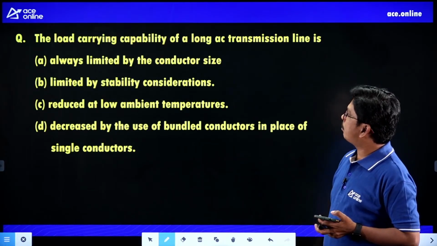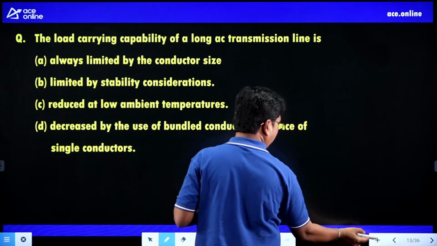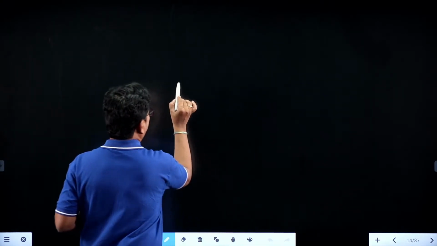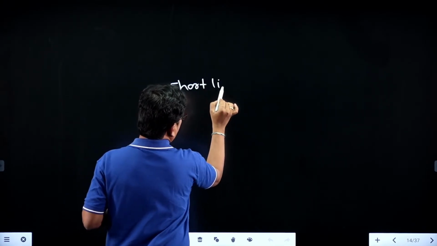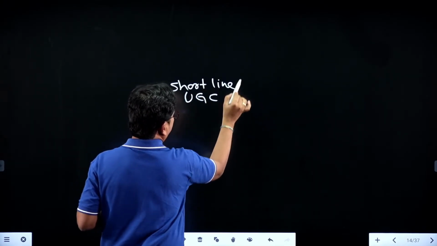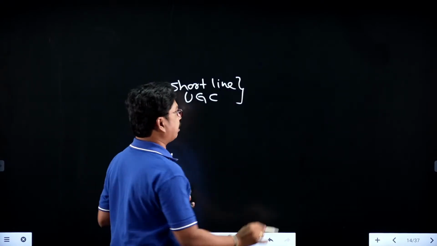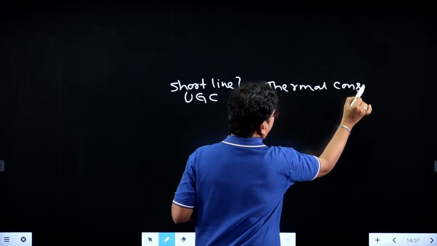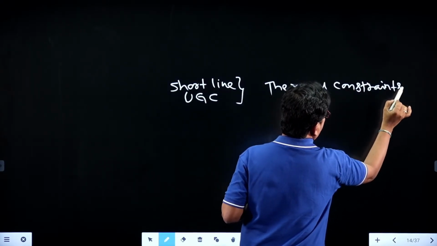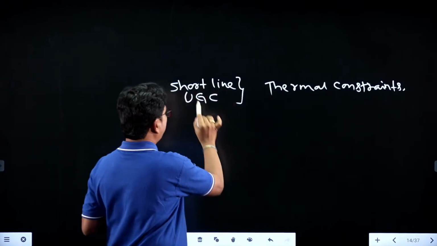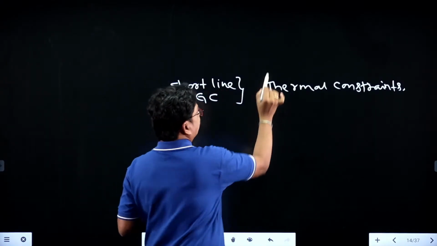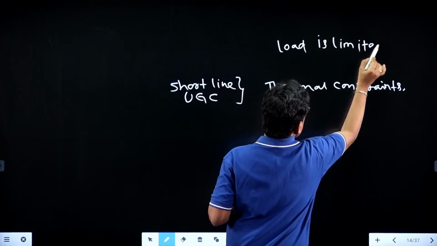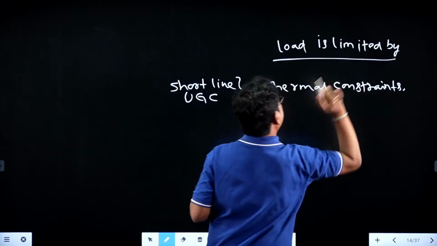Here, the load carrying capability of long line. Just check here. Short transmission lines, underground cables. Short lines and underground cables. So both are, the loading is limited by thermal constraints, or temperature withstanding capability. Right? Short lines and underground cables, so load is limited by that. Right.